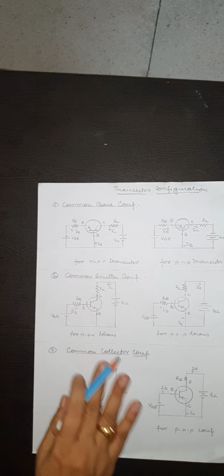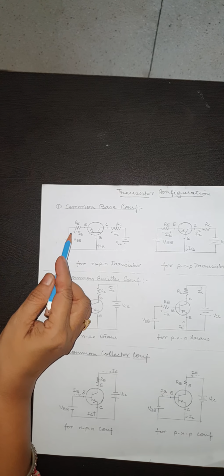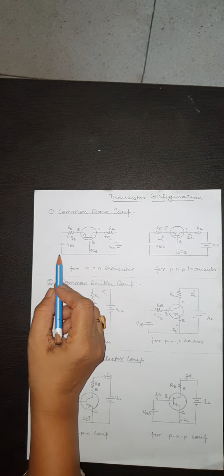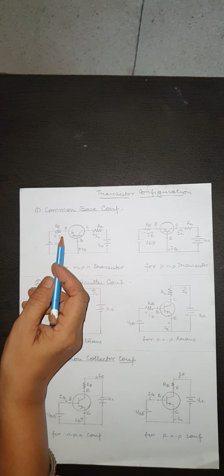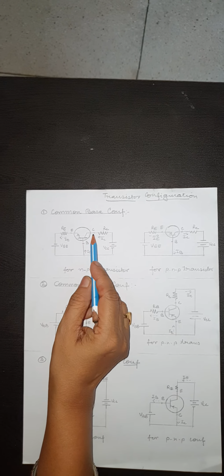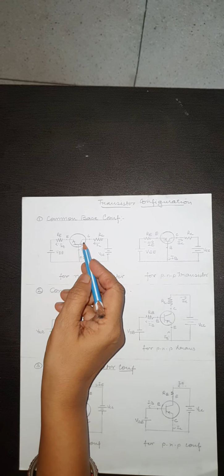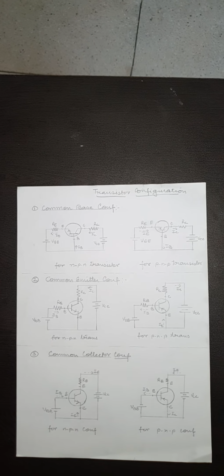First we discuss common base configuration. The input is applied between emitter and base, and base acts as a common terminal between input and output port. The input voltage is VEB and input current is IE. The output is taken between collector and base, therefore output voltage is VCB and output current is IC.